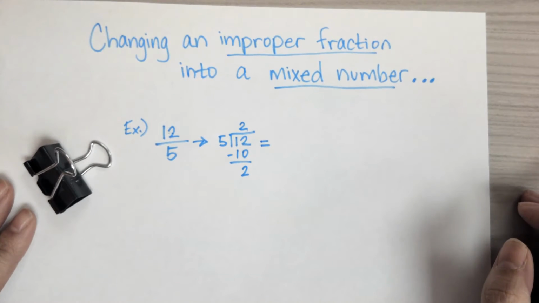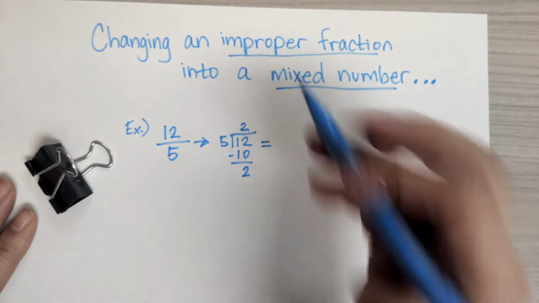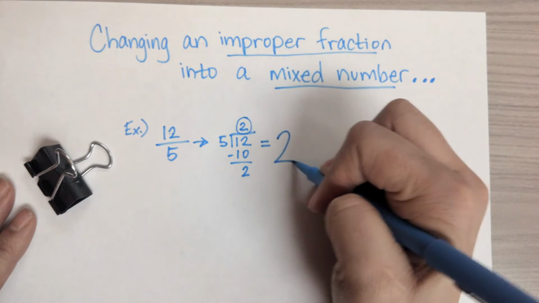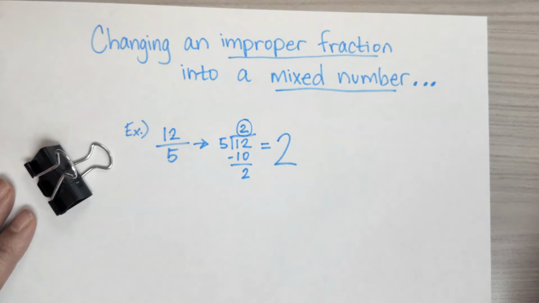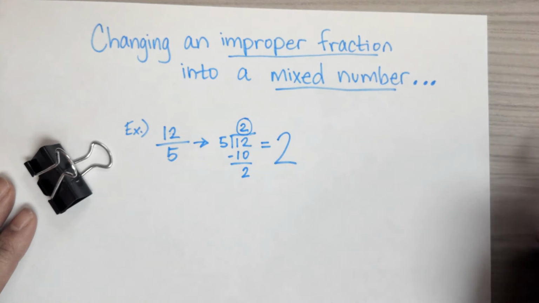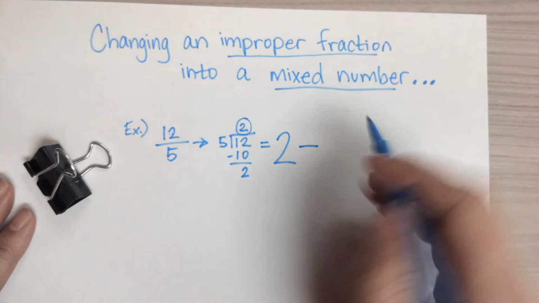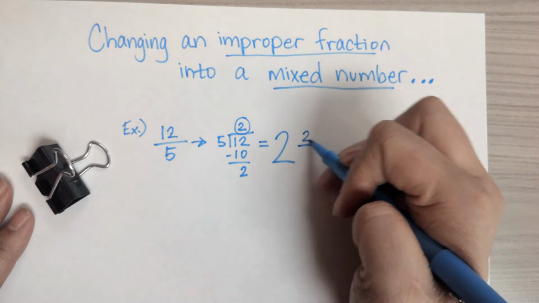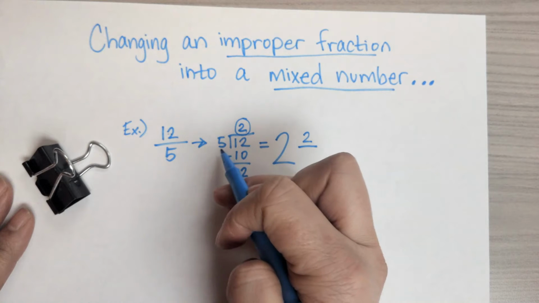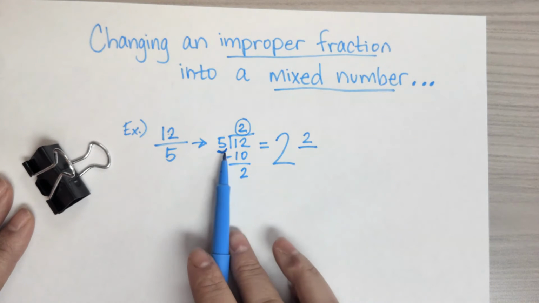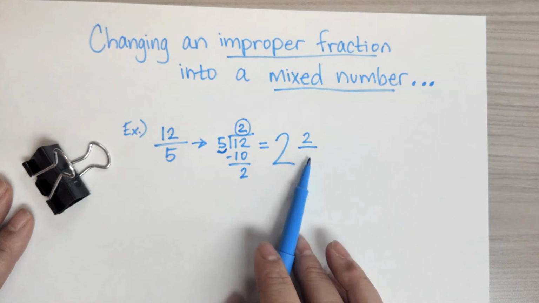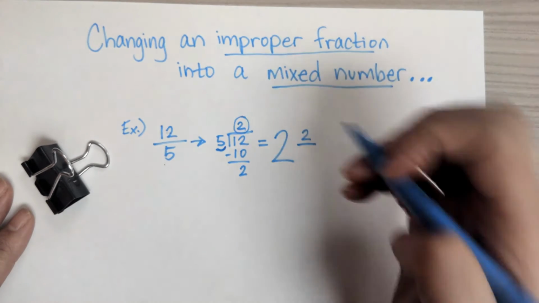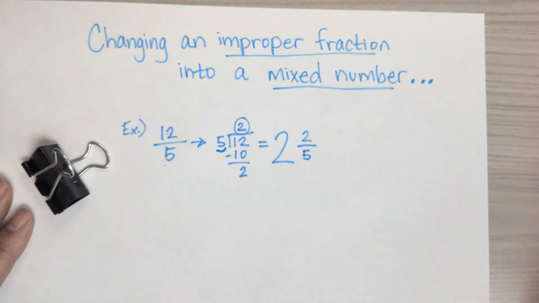How we do that is the whole number in a mixed number is going to be the total amount of times that it goes into it. For this, it goes into it 2 times, so 2 will be our whole number. For our fraction, our numerator is going to be our remainder, which is 2. Our denominator is always going to be our divisor, or another way to think of it is that our denominator is also what our denominator was for the improper fraction. So 5 will be our denominator.